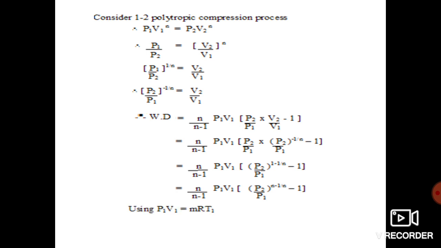Now using P1 V1 is equal to MRT1, we can also get the work done as n upon n minus 1 MRT1 bracket P2 by P1 to the power n minus 1 upon n minus 1. So this is the expression for the work done with clearance or without clearance.